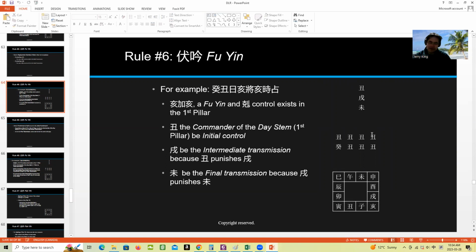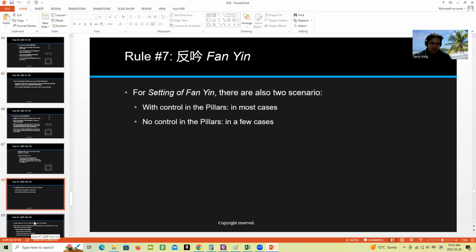So Fu Yin, very similar to your Qi Men Dun Jia. Immediately you think about, oh, things will happen slowly, things may not happen. It's a slow process. It does not mean that Fu Yin is bad, okay? Just because it's happening slow. Sometimes you want a slow process, like investment purposes. Let's say you're buying a property. Sometimes it's better to have the property price go up slowly rather than constantly skyrocketing. It depends on your objective, basically, okay? And then I'm just going to quickly touch through Fan Yin.